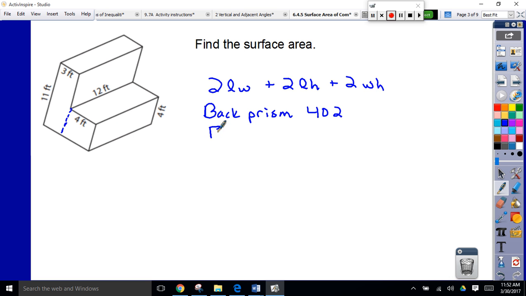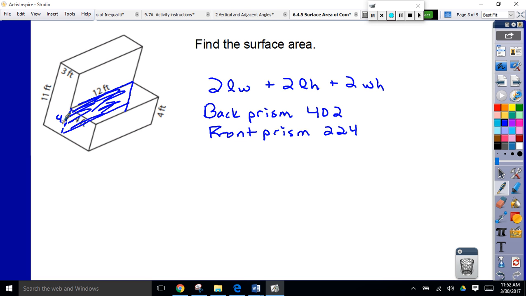224. So the front prism is 224. If you add those two together, you get 626. Some of you had 626 as the answer, but that's not it. Because these two, as we talked about a few minutes ago, share a plane that sits inside there, the plane where they touch. They touch on the plane that I attempted to draw here. That plane is 12 by 4, because this line over here is 4, so it's also 4 here.